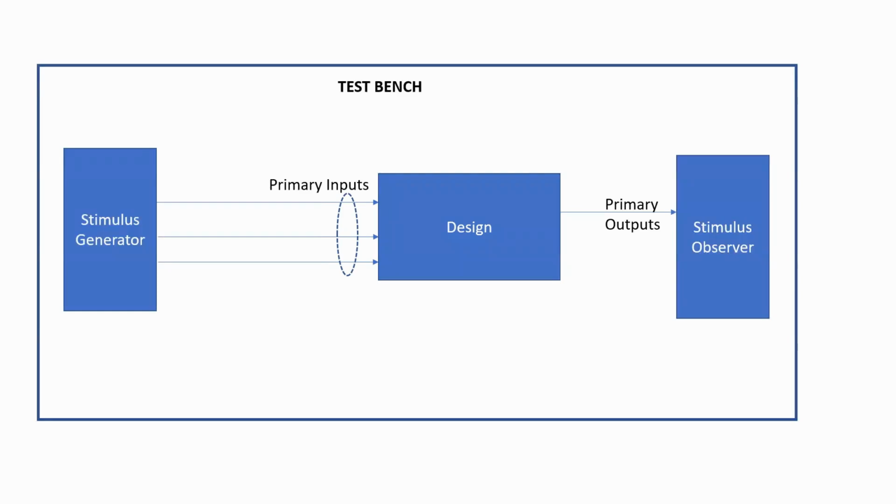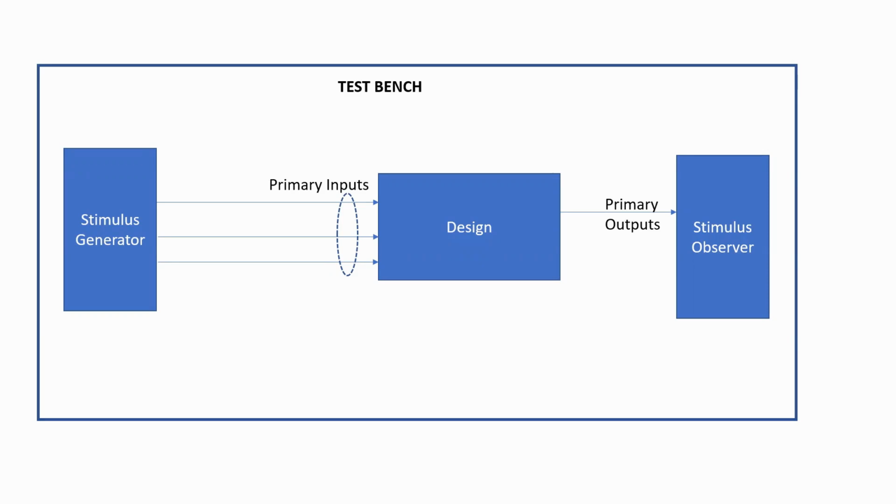Okay, let's see the design and the test bench setup. So I have a design. To my design, I have a set of primary inputs. There can be one or many. Let's say, for example, my design is an inverter. It has only one input. Or if it's any other design, it'll have more than one input and one or more outputs. Now, to all these primary inputs I need to generate a stimulus, and from all the primary outputs I need to observe the response. So I will have a stimulus generator and a stimulus observer. This is how my test bench looks.